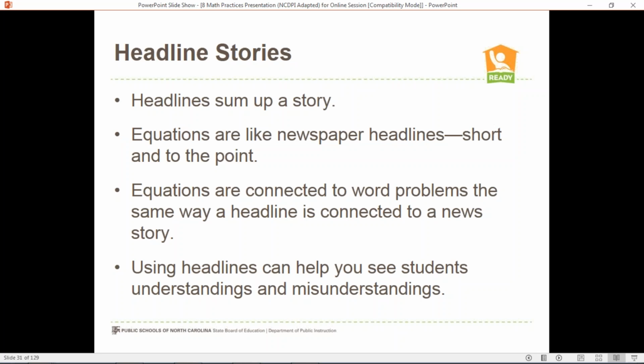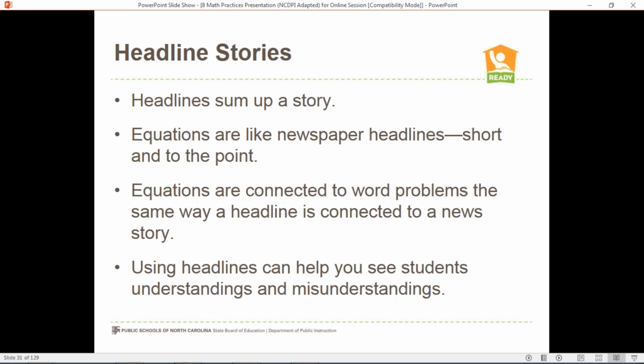So the number web is an easy one. It's one that we can do almost every day, right? We can come up with numbers that are part of the content that we're trying to teach at a certain time. Another way to help kids reason abstractly and quantitatively is this idea of headline stories.